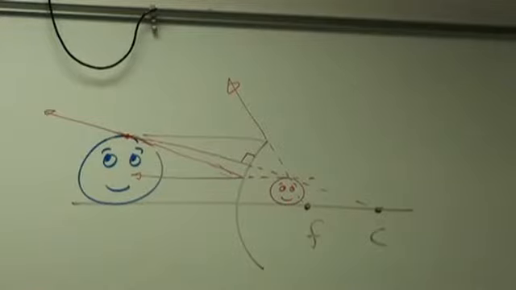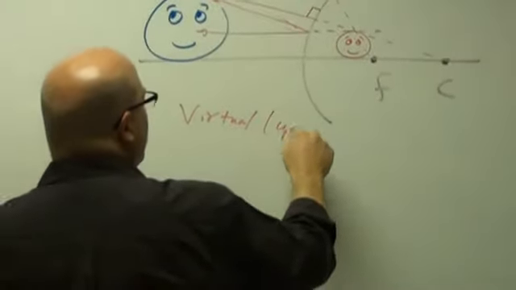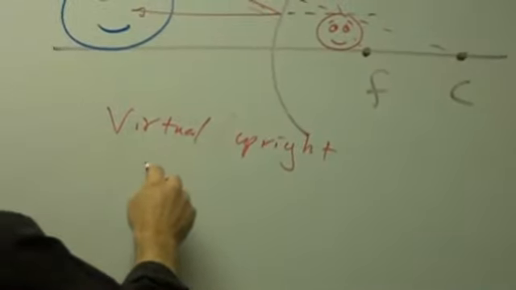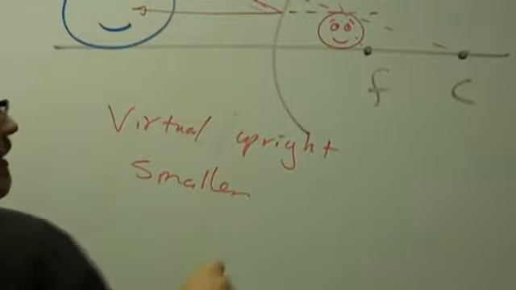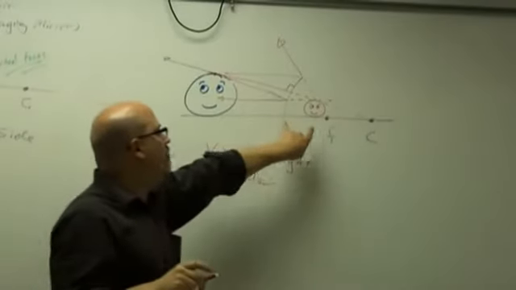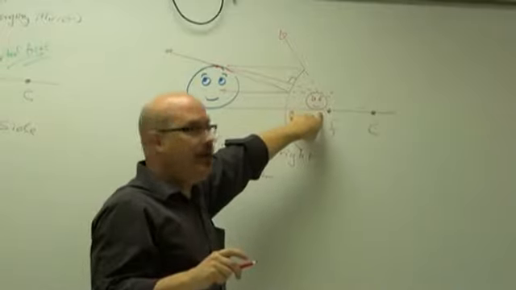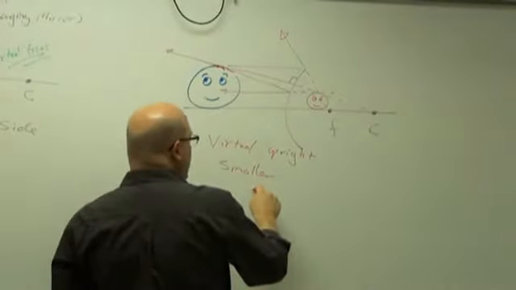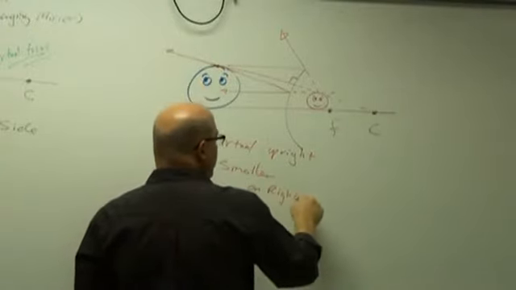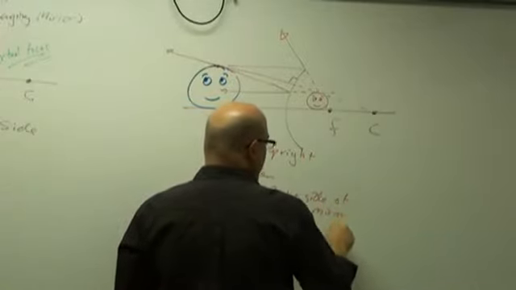What kind of image is this? Upright. Virtual, upright, smaller. And this one is going to be on the wrong side of the mirror again, or behind the mirror. But this image will always form between the focus and the mirror. It's always going to form in this spot, right in here. Smaller. So every convex mirror will have the image between the focus and the mirror? Yes.